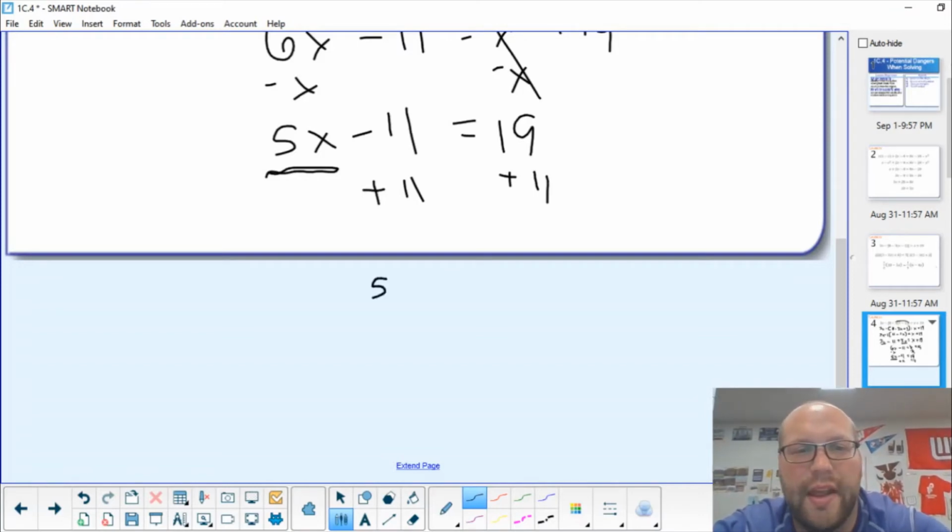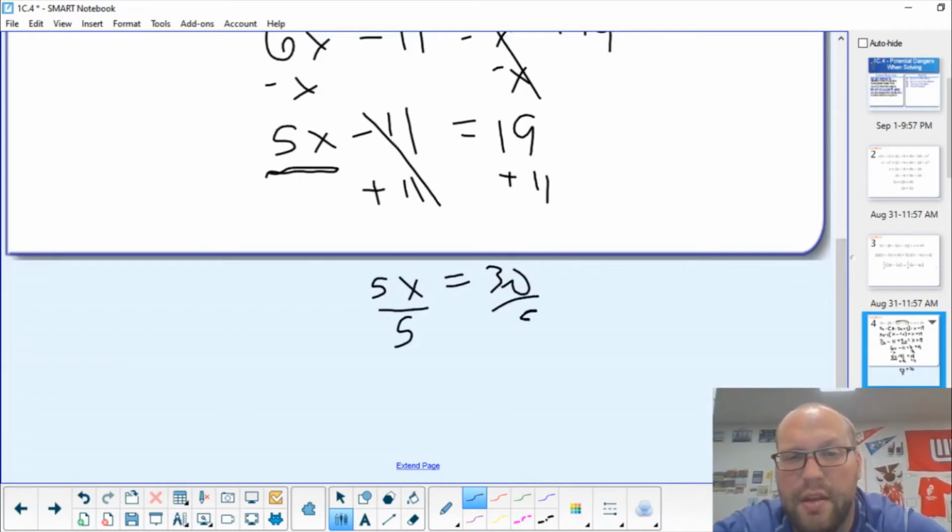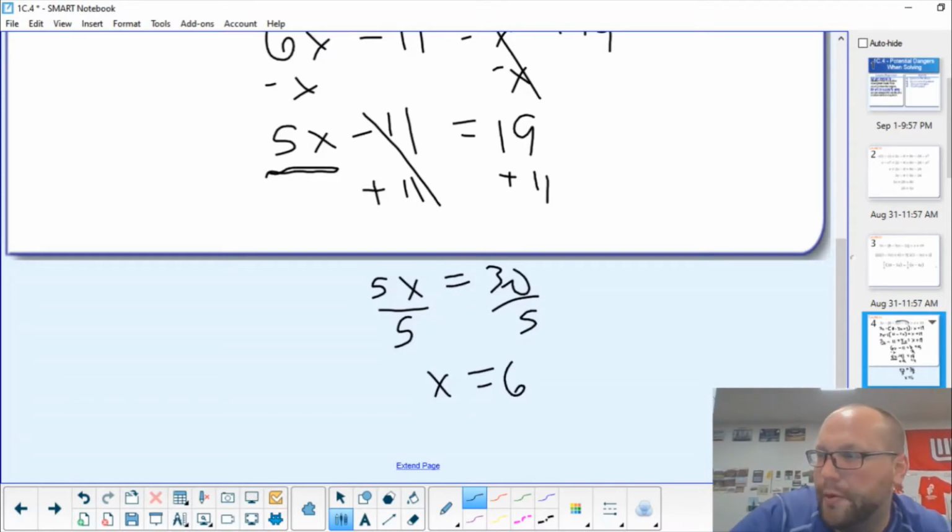So now I know that I have, this is 0, so I get 5x equals, and that's going to be 30. And some of you I know are good. You can just write down your solution. If you want to go one step further and divide both sides by 5, you can. Or if you just know that the answer is 6, go for it. That's an option for you.